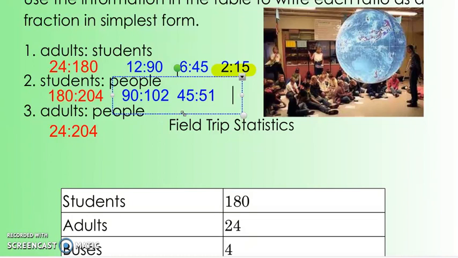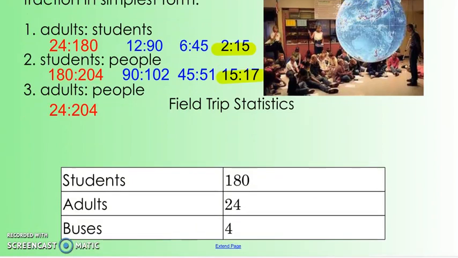Anything else? Yeah, 3 would go into this. It goes in there 15 times and 17 times. And so it looks like our answer in simplest form is 15 to 17. Now notice I said 15 to 17. This is not a fraction, so we can't say it's 15/17. It is a comparison of two numbers, students to people.